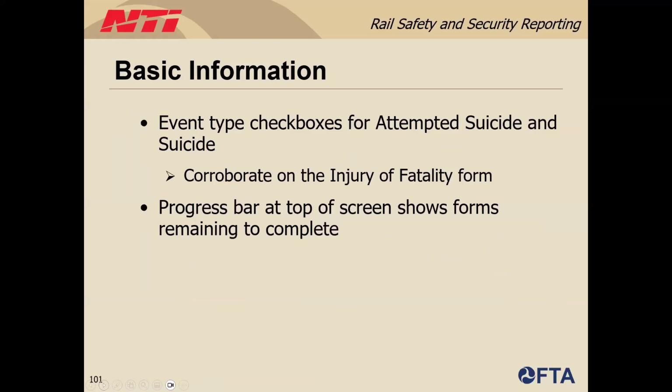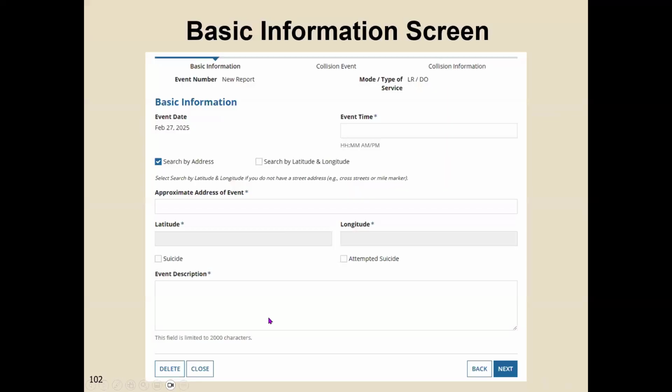The basic information screen includes event boxes for attempted suicide and suicide, and when the event is a collision, as we mentioned earlier, and this will be corroborated by a similar checkbox on your injury or fatality form accordingly. And this is also the first screen to appear that shows you a progress bar at the top, which I'll show you here on the next screen. So this blue bar at the top is showing you how far along you are in your report creation. So at this point, as you can see, we're on the basic information screen.